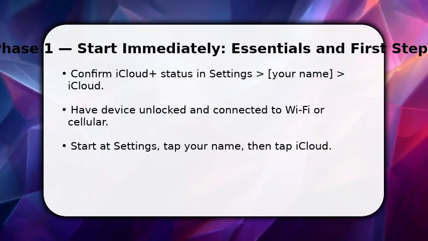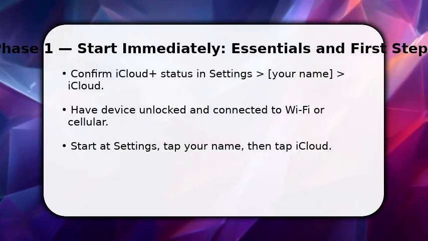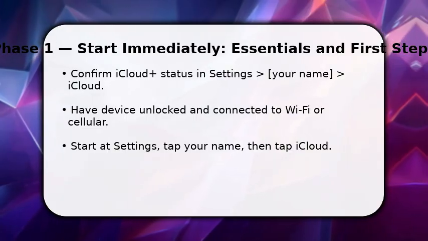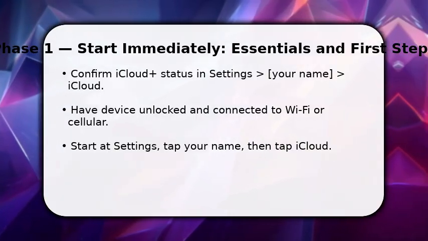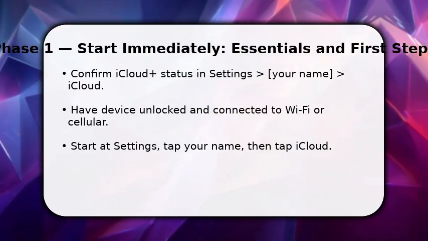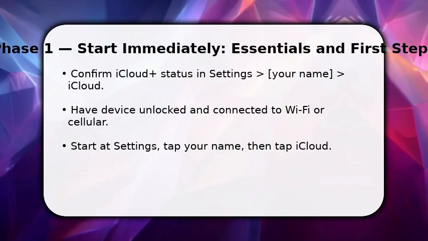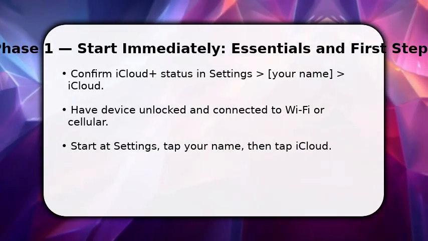You're starting inside Settings so you can disable Hide My Email. This requires an iCloud Plus subscription, so make sure that's active first. Open Settings, tap your name at the top, then tap iCloud. Once in iCloud, scroll to find Hide My Email. You'll see the list of private addresses created for you.